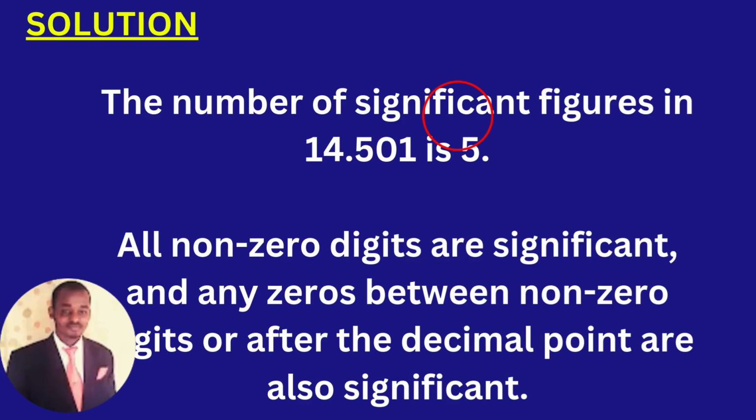So the number of significant figures in 14.501 is 5. All non-zero digits are significant, and so are any zeros between non-zero digits or after the decimal point. So we are actually looking at everything that's after the decimal point. You have to know that the correct answer for this is 5.